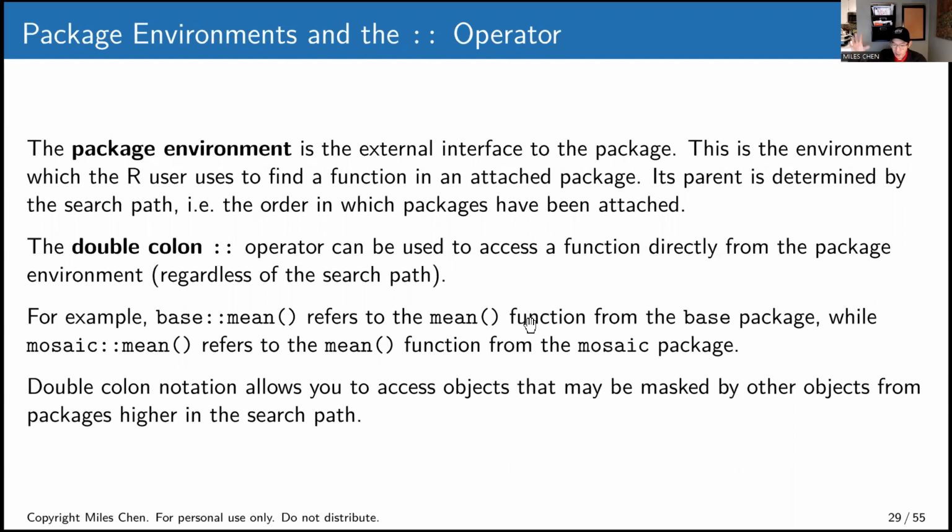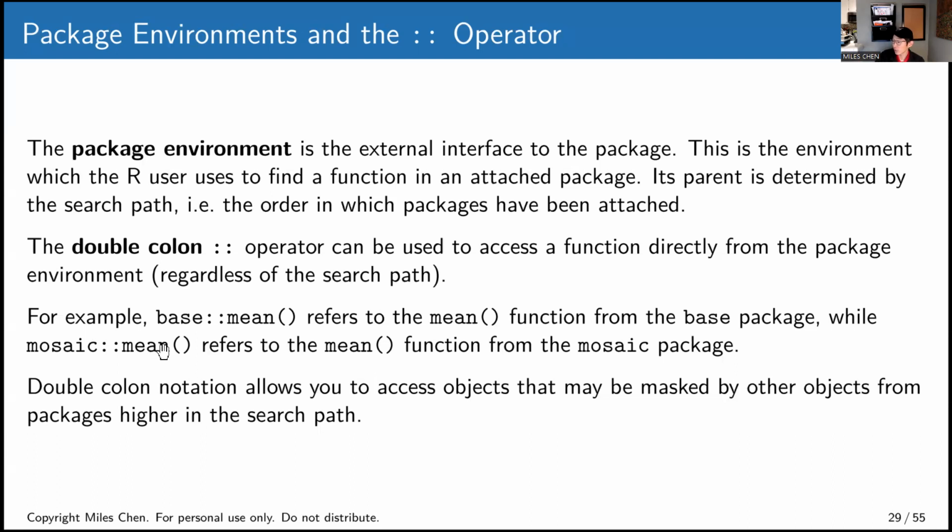So if you load packages in a different order, the package environment goes into different orders. Therefore, when you load a package later or earlier and type in the name of the function, it's going to go in the order of the search path. And you can use the double colon operator to access a function directly from the package environment, regardless of the search path. So if you use base::mean, it's always going to return the mean function in the base package, whereas mosaic::mean, there's a package called mosaic, and it has a function called mean.